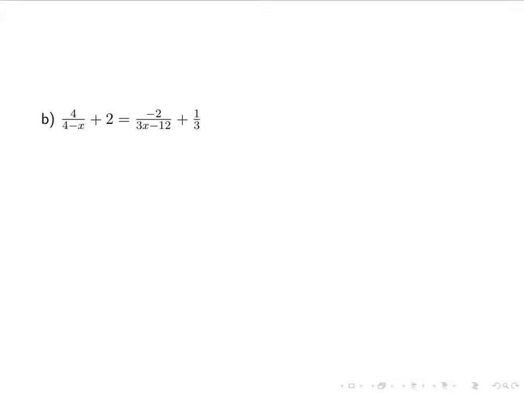So let's try another one. We have 4 over 4 minus x plus 2 equals negative 2 over 3x minus 12 plus a third. So we're going to factor. We've only got one denominator that we can factor. There's a GCF of 3. So we get the following.